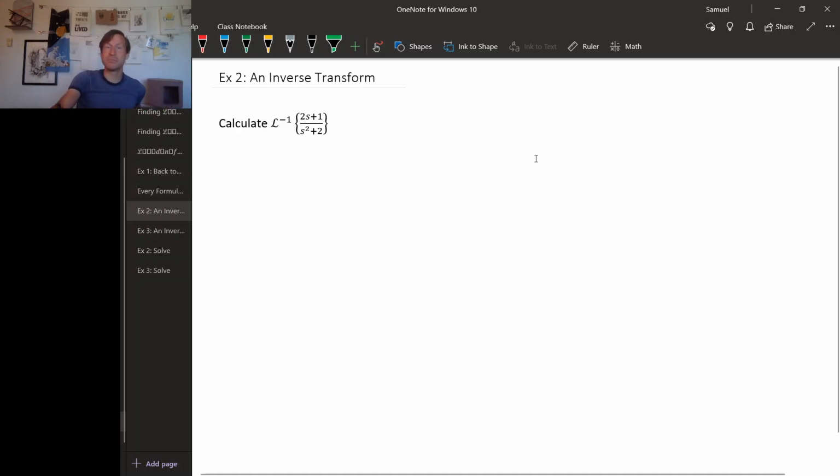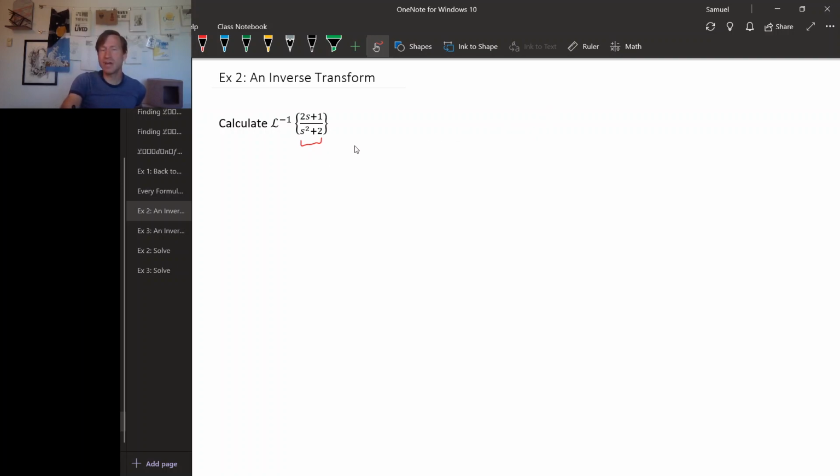Let's look at a couple examples of calculating inverse Laplace transforms. So here's our first one, inverse transform of 2s plus 1 over s squared plus 2. And when you're calculating inverse Laplace transforms, the problem is always how do you write the function of s in a way that we can identify it with Laplace transform rules that we already know.